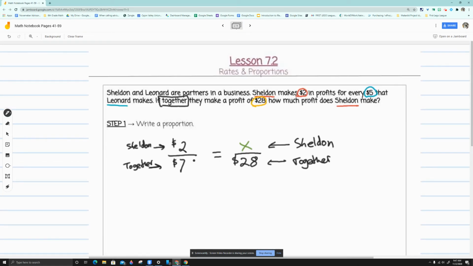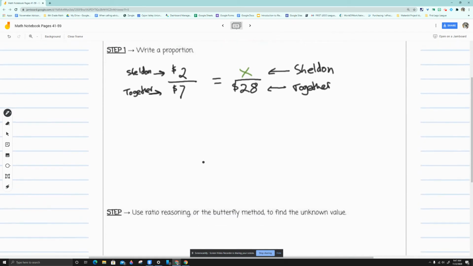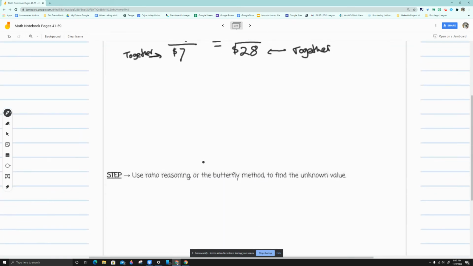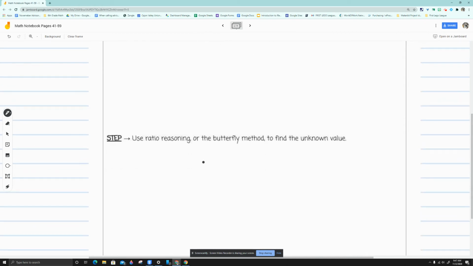Okay, so just to recap, Sheldon makes $2 for every $5 that Leonard makes. But when you add those $2 plus $5 together, they make $7 together. So Sheldon makes $2 for every $7 that they make together. If they made $28 together, how much would Sheldon make from that? So we've got these equivalent ratios here. Okay, so we've got our proportions. Now we need to use ratio reasoning or the butterfly method to find the unknown value.